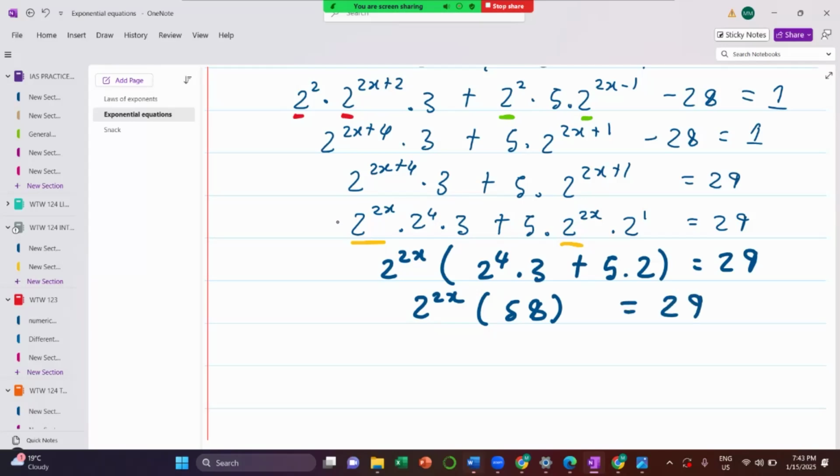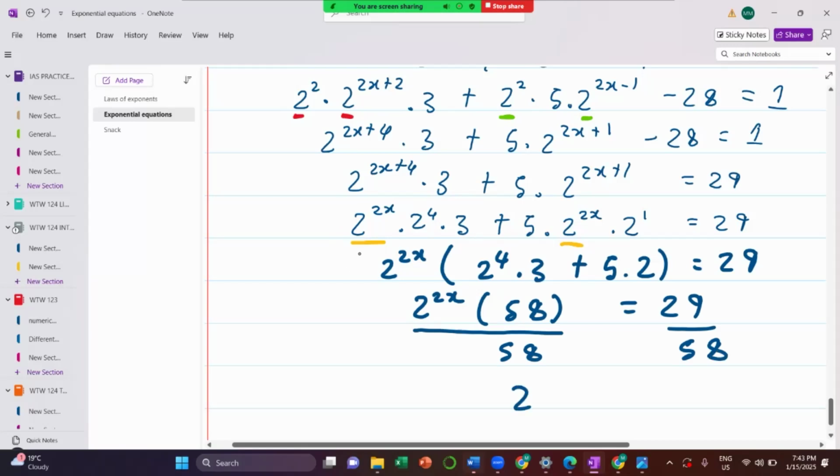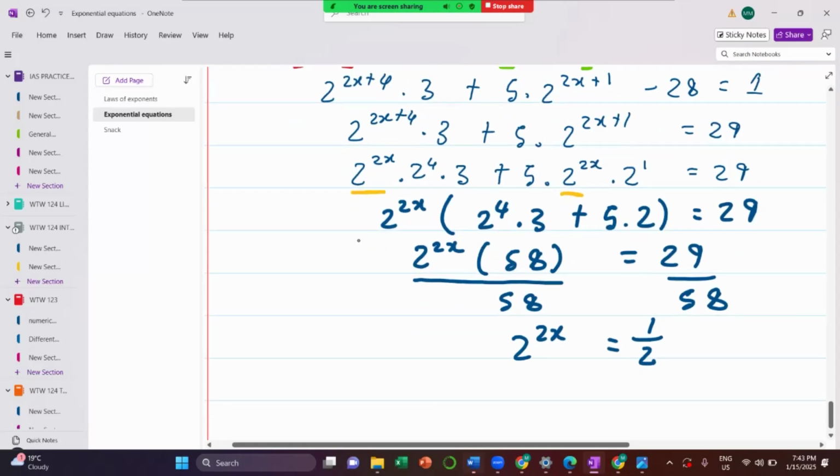So I'll simply divide both sides by what? By 58. So therefore, I'm going to have 2 to the exponent of 2x is equal to 29 divided by 58. It's going to be what? 1 over 2. And I see that I have a base of 2 here.